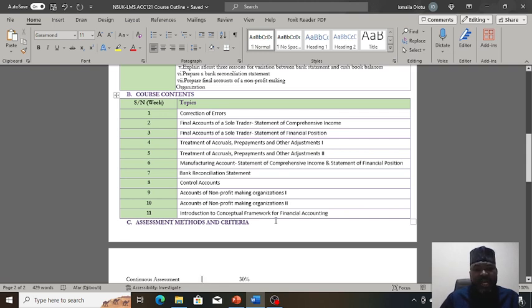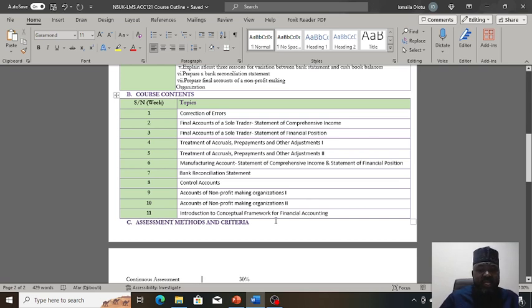Week four, we'll be looking at how to treat accruals, prepayments, and other adjustments that we may come across as we prepare books of accounts of sole trader and probably other business organizations. We expect to intensify more demonstration of that in week five. And then in week six, we'll be looking at manufacturing accounts. Specifically, we'll be looking at the statement of comprehensive income and statement of financial position of a manufacturing organization. Then in week seven, we'll focus on bank reconciliation statement where we'll learn how to prepare bank reconciliation statements, identify why we have variations between the balance we have in the bank statement and the balance we have in the cash book.